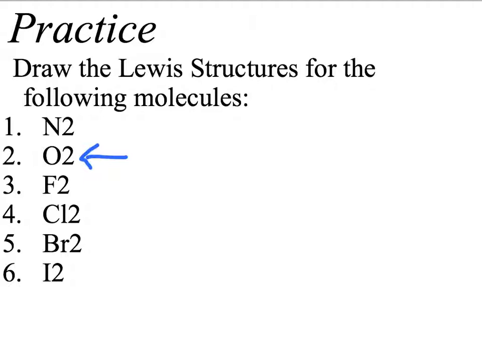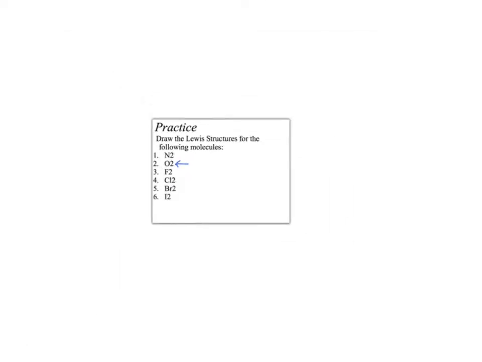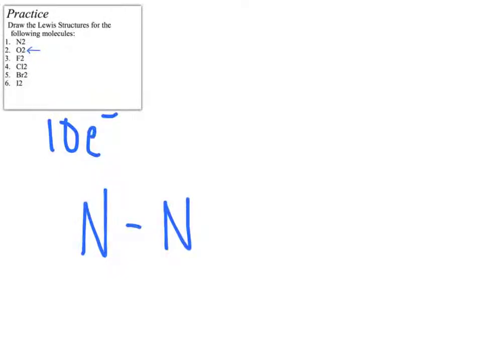All right, so looking at nitrogen, I'll work through the full process for nitrogen, and then I'll just show the rest of these structures. So N2, my first step is always to count the total number of valence electrons. Each nitrogen has 5, so I have 10 electrons available. I'm going to connect my nitrogens, and if I only have 10 electrons available, the only way I can do that is through making a triple bond.